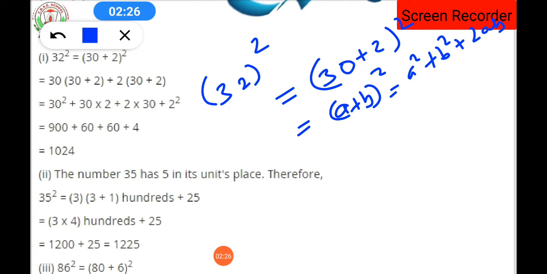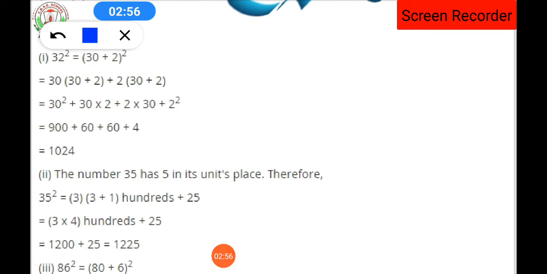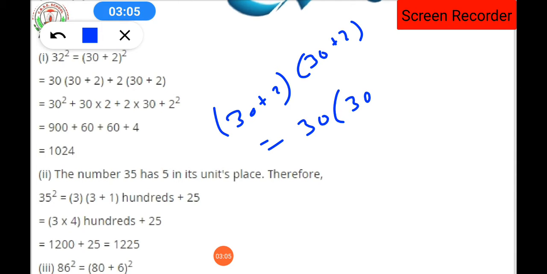Or if you get confused while using this identity, you can also apply this method. (30 plus 2) the whole square, twice we can write it, क्योंकि a square को हम a into a लिख सकते हैं ना, so similarly (30 plus 2) the whole square can be written as (30 plus 2) into (30 plus 2). So 30 will be multiplied with both the terms and 2 will be multiplied with both the terms. So (30 plus 2) into (30 plus 2) is equal to 30 multiplied with (30 plus 2), plus 2 multiplied with (30 plus 2).